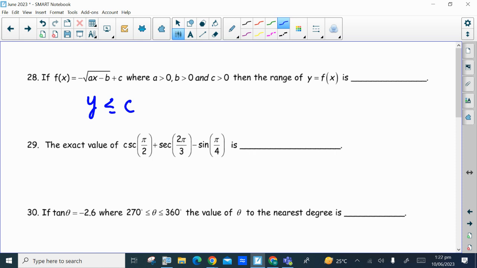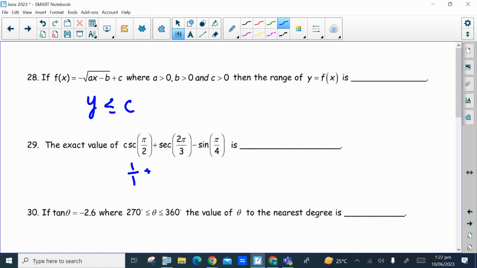Number 29, we want the exact value of that expression, so we can use the unit circle. The cosecant of pi on 2, well, cosecant is a reciprocal of sine. At pi on 2, the coordinates there are 0, 1. The sine is 1, or 1 over 1. Well, the cosecant will also be 1 over 1, plus the secant of 2 pi on 3.